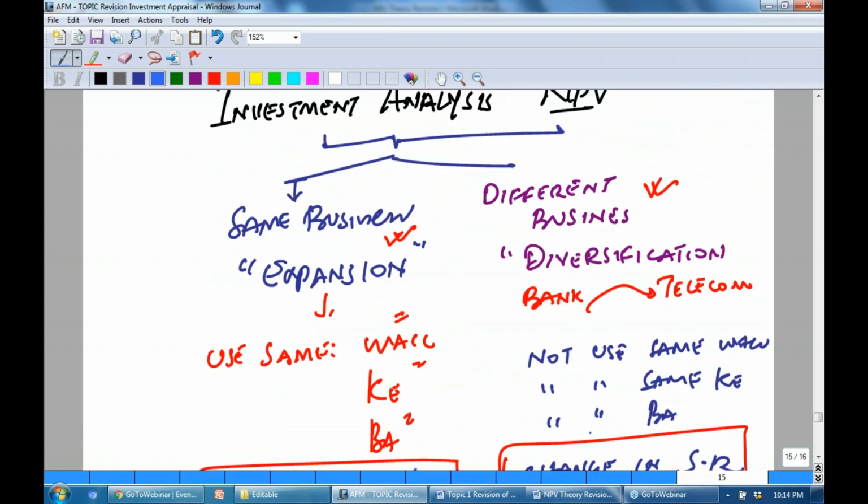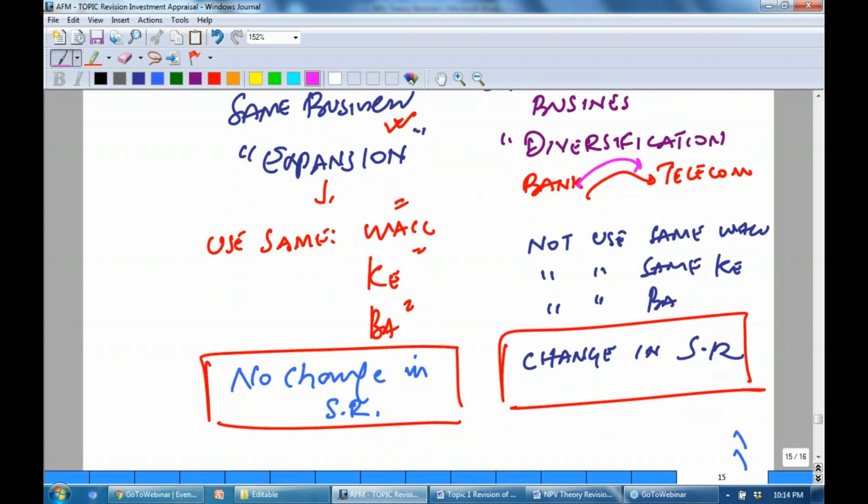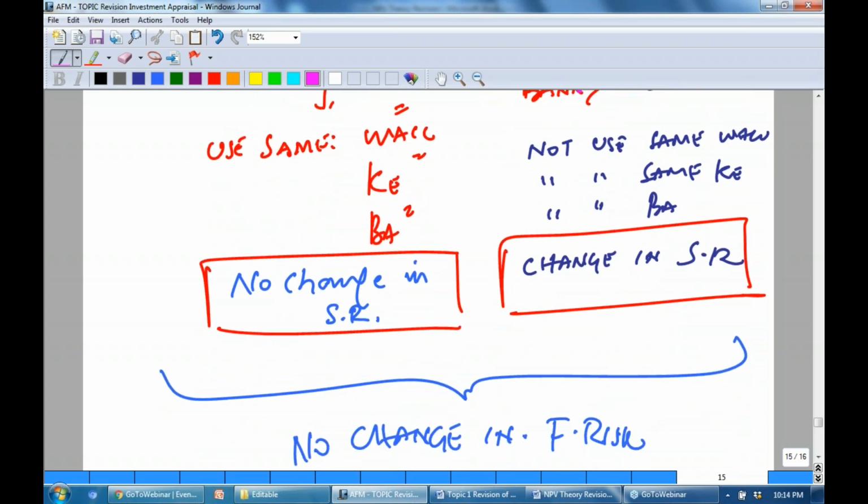Even if you are a bank moving towards telecom diversification, this is an investment where you are going to change your systematic risk, but you are arranging the finance in the same manner so that debt ratio does not change. Or you have available internal source of finance, same. But that's the assumption still maintained unless we start the topic APV. That's the most important thing you have to consider.